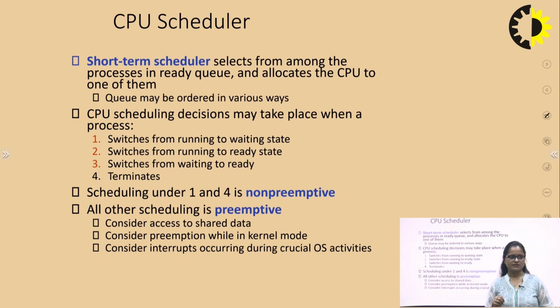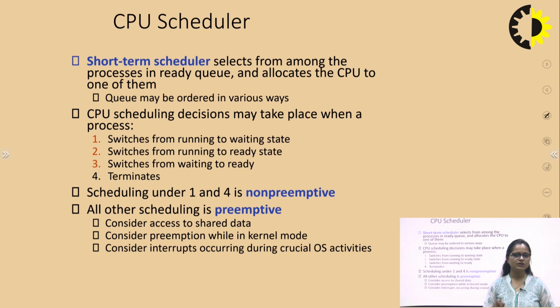So there are 4 cases. Switching from running to waiting state: one process is in running, and due to some reason it goes into waiting state. Next is switching from running to ready: one process is in running mode, and now it is going into ready state. Switches from waiting to ready: one program is in waiting, and now it is going into ready. And finally, terminates: when it has finished its program, or another program has higher priority.